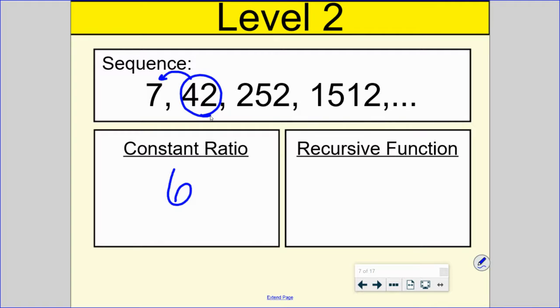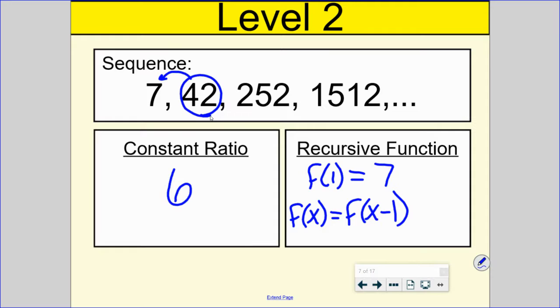Remember, with our recursive functions, we state the first term in the sequence. The first term in this sequence is 7, and then we state what is happening every time. For any number in the sequence, it is equal to the number before it, and this time we are multiplying by our constant ratio, which in this case was 6. So our recursive functions are very similar for the geometric sequence as they are for the arithmetic, but we have a constant ratio. That means we are multiplying by a number every time.